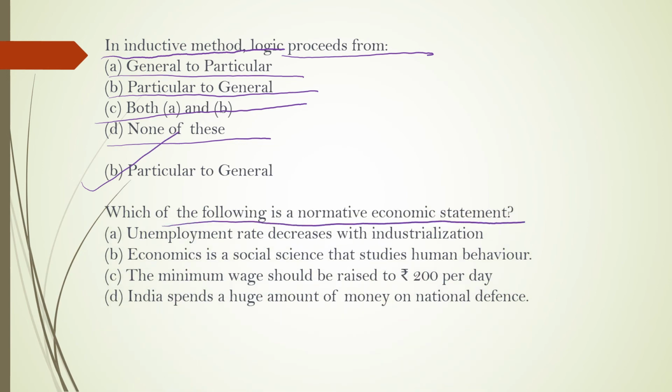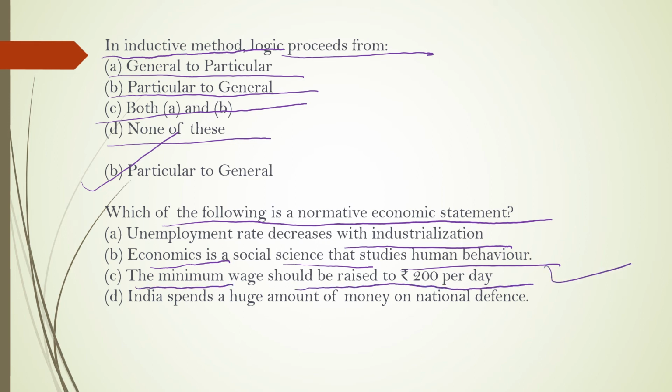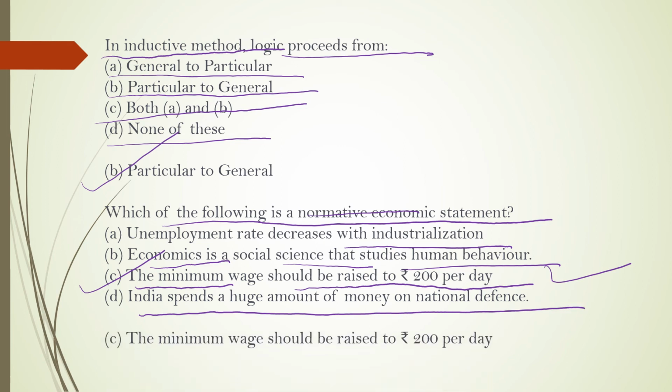Which of the following is a normative economic statement? Unemployment rate decreases with industrialization. It's a fact. Economics is a social science that studies human behavior. Minimum wage rate should be raised to 200. What ought to be? So you have to consider normative. It deals with what ought to be. India spends a huge amount of money on national defense. Fact. So the right answer is minimum wages should be raised to 200 rupees per day is a normative statement.